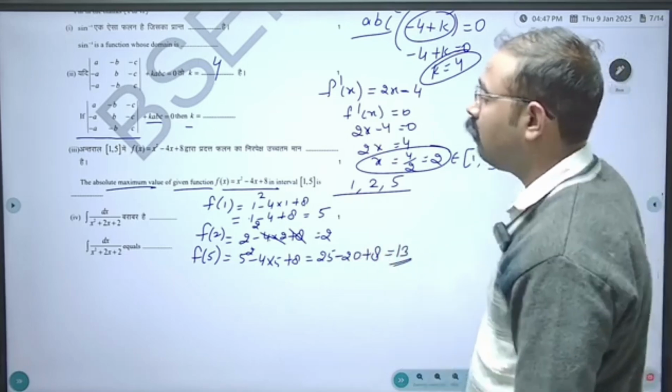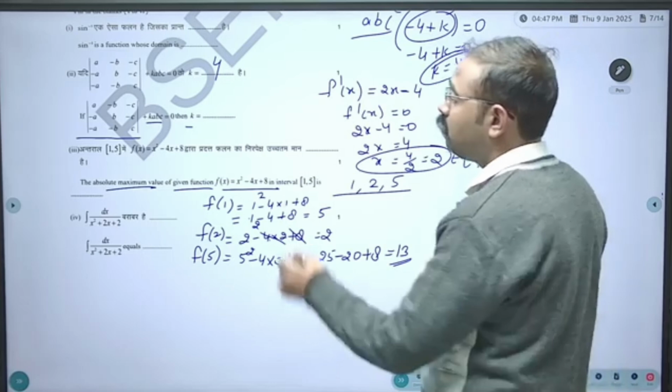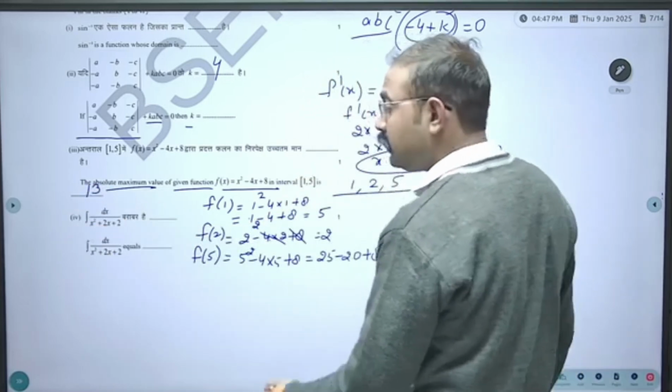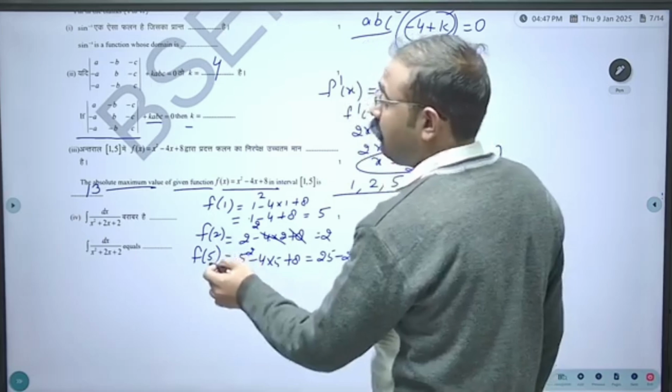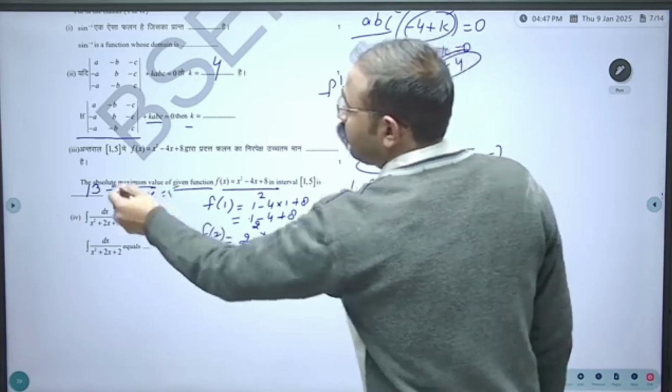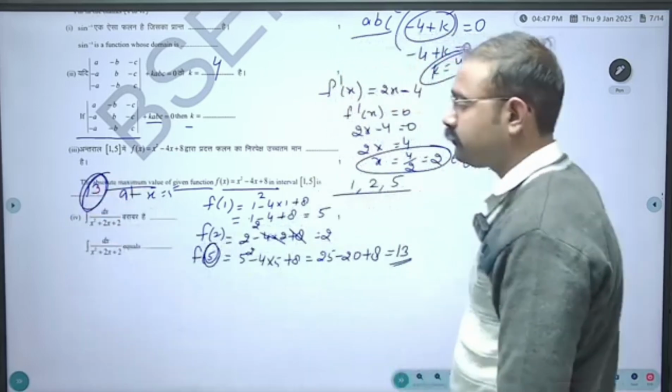So we will have the absolute maximum value of this function 13, and at which point are we getting this absolute maximum value? At x is equal to 5. This is our correct answer.